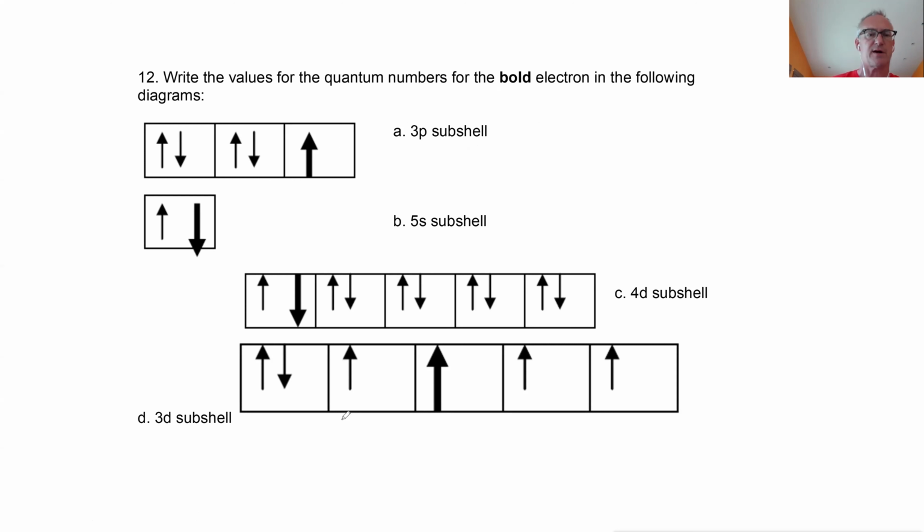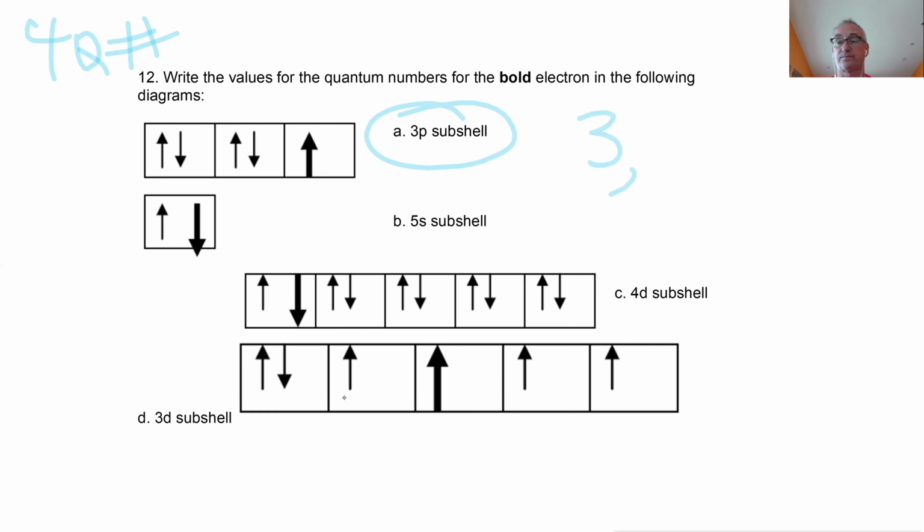Okay, so this first one is a 3p subshell. So we know what the first quantum number is going to be. What's the first one going to be? First one's always n, the shell number. So remember, there's 4 quantum numbers. First one is always the shell. So what shell are we dealing with? The third one. 3, exactly.